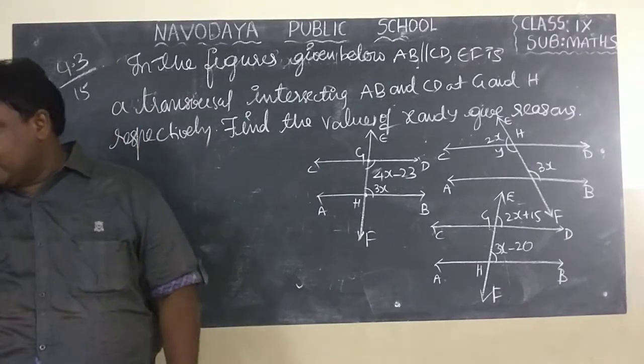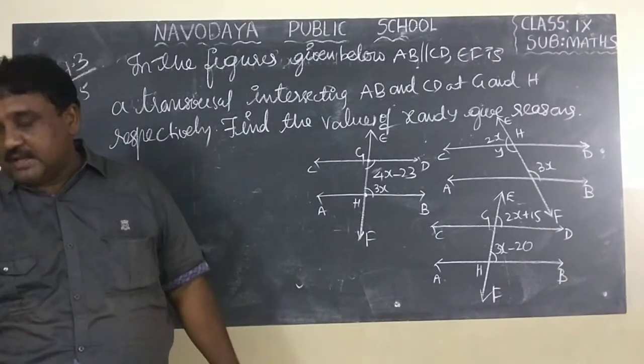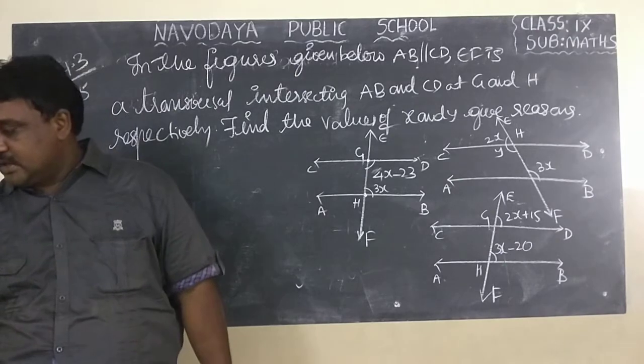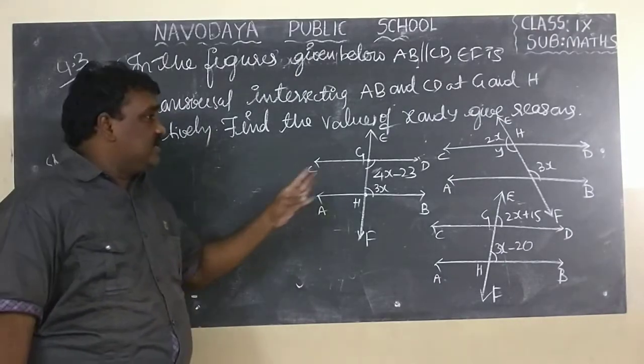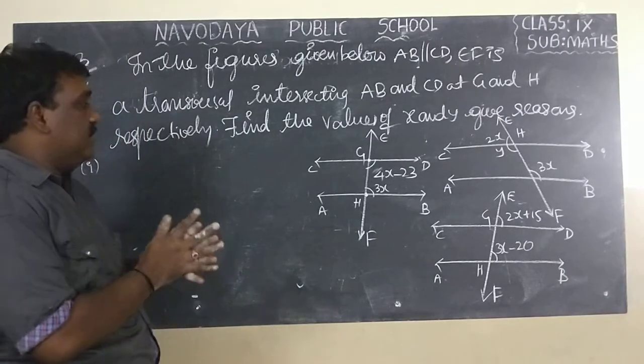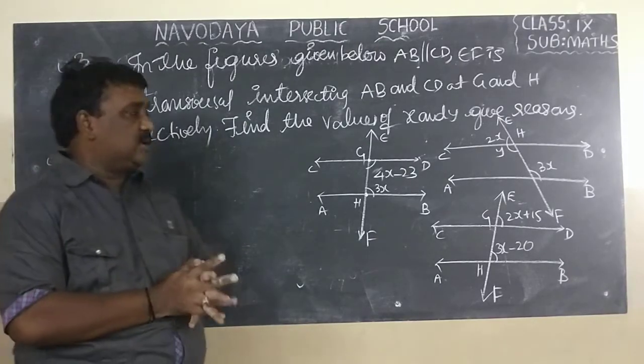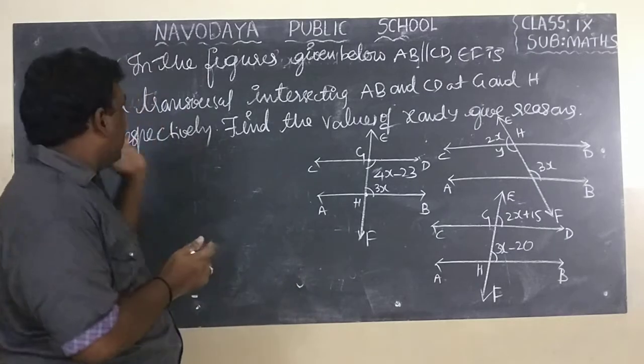Leave problem number 14, no need. That is about corresponding angles and alternate angles. No need of that. Write down problem number 15. In problem number 15, three diagrams are there. In every diagram, we need to find out the x value or sometimes the y value. Okay, now write the problem first.